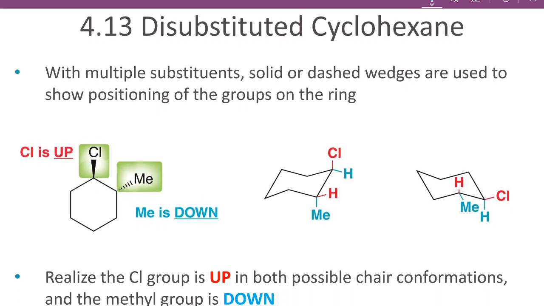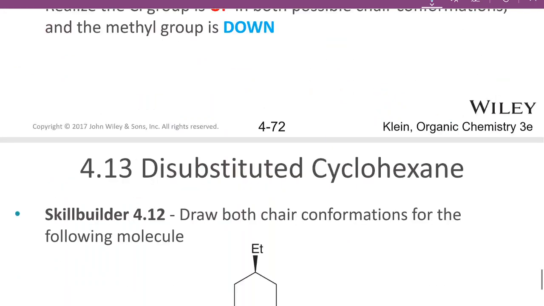So if we had a disubstituted cyclohexane, okay, and these are on adjacent carbons and they're in opposite positions, then when one is axial, the other is also going to be axial. When one is equatorial, the other is also going to be equatorial, okay? So if we rotate this molecule around, you can see that the chlorine is axial up and the methyl is axial down. So when the ring flips, now the chlorine is equatorial up and the methyl is equatorial down. So this is going to be the lowest energy conformation, okay?